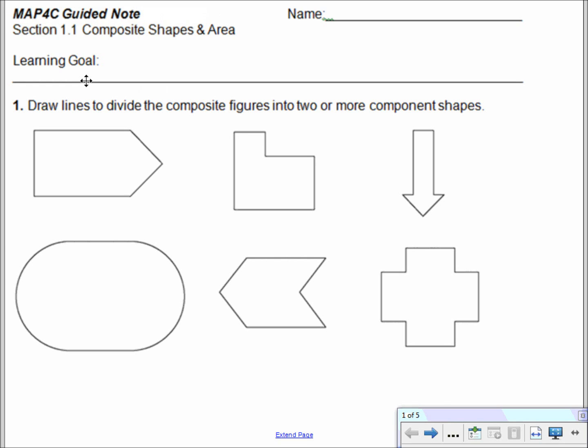So we're looking at composite shapes or composite figures. All this is that you can break the figure up into smaller recognizable shapes so that you can calculate surface area or volume or whatever it's asking for based on those shapes, okay? So here it says draw lines to divide the composite figures into two or more component shapes.